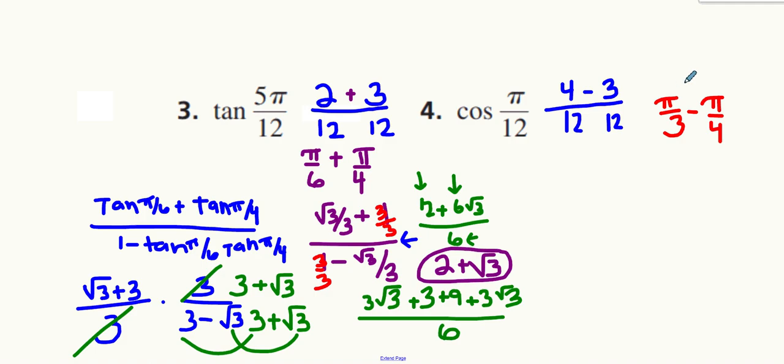So again, because it's subtraction, I'm going to use the difference formula, which is cos A cos B. So cos pi over 3, cos B, pi over 4. All right, and then the second part is plus sine A sine B. Sine pi over 3, sine pi over 4.